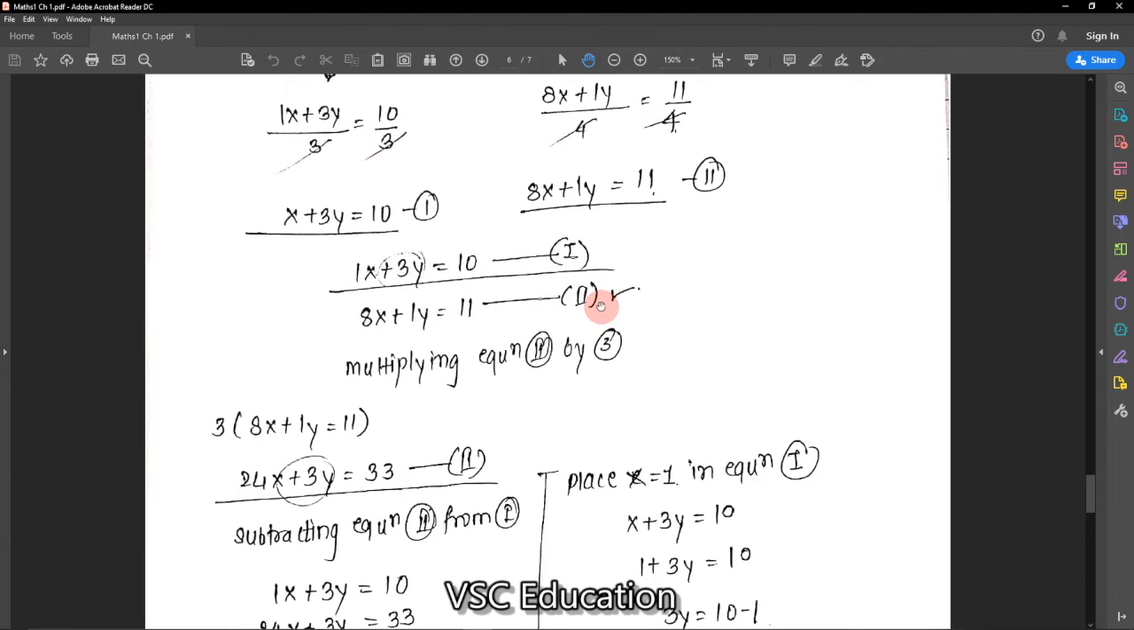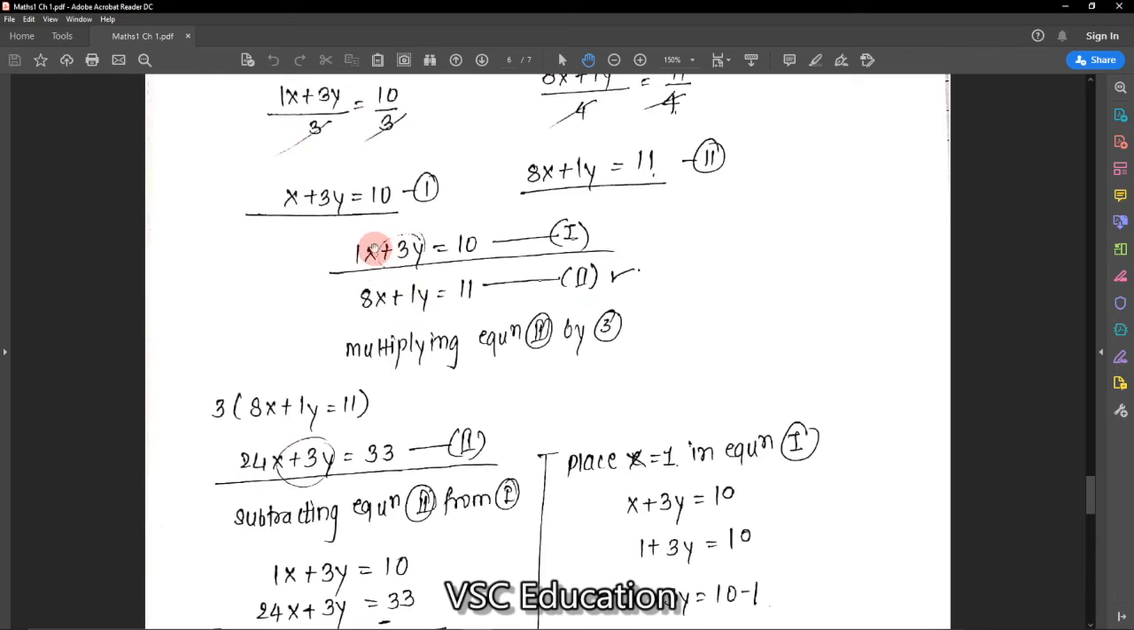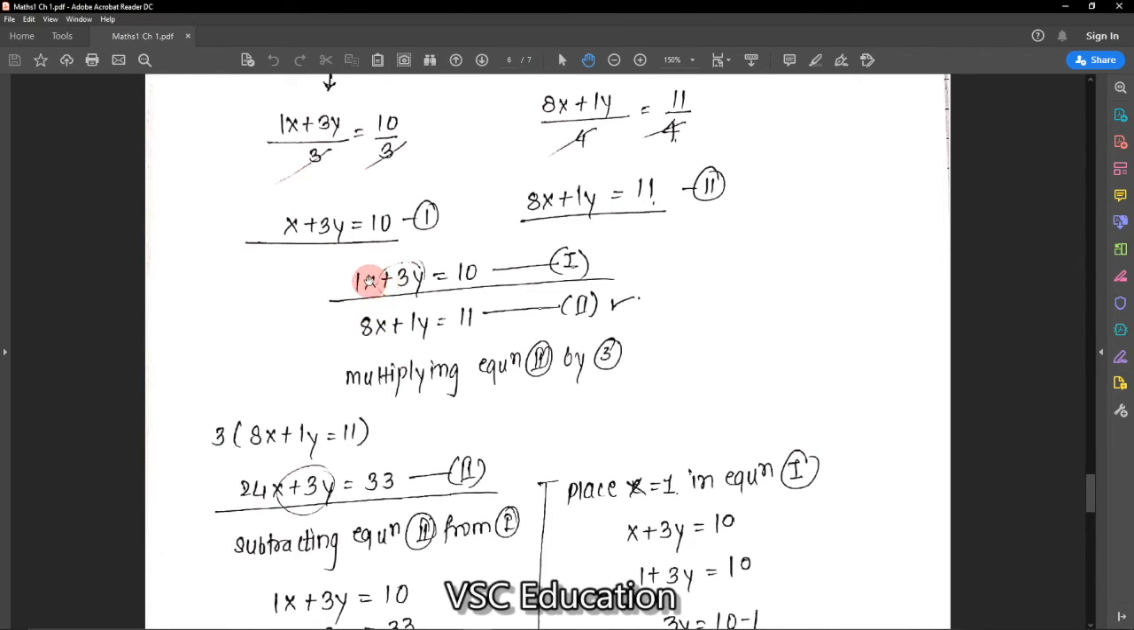Okay. Now see, here also, see the coefficients. The coefficient of x in the first equation is 1, in the second equation the coefficient is 8. See, here the coefficient of x is 1, in the second equation the coefficient of x is 8. Okay. Both are not the same, that is dissimilar. Are these the same? No.